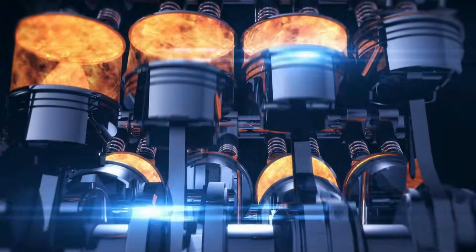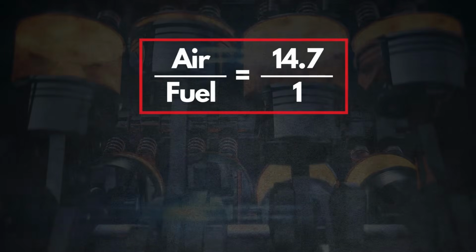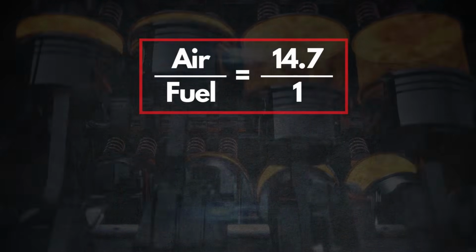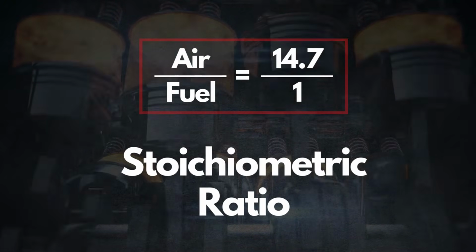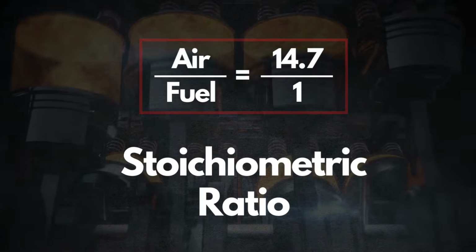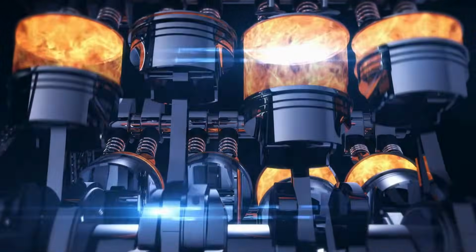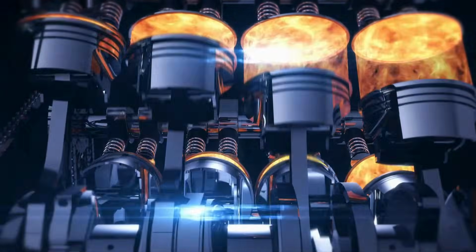For gasoline engines, the ideal air-fuel ratio is 14.7 parts air to 1 part fuel. This is known as the stoichiometric ratio. When the mixture is at this ratio, combustion is efficient and emissions are minimized.